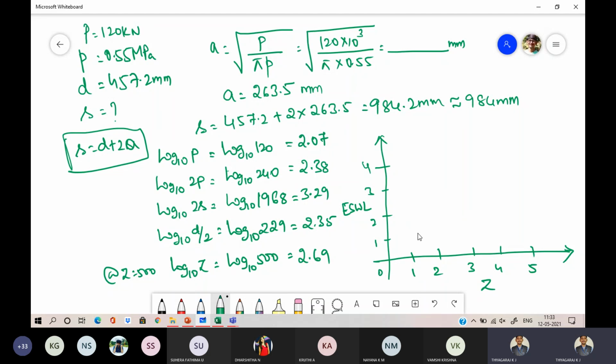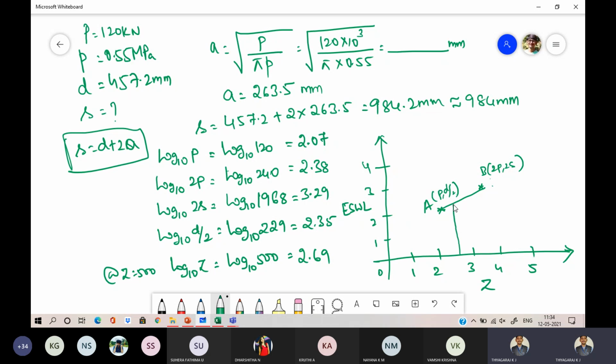Now the first value is P, D by 2: 2.07, 2.35. So you will get the point here. This is A. Then the B value is 2P, 2S, 2.38 and 3.29. So we will get the point B. 2P, 2S, 3, D by 2. Then we have got Z is equal to 2.69.